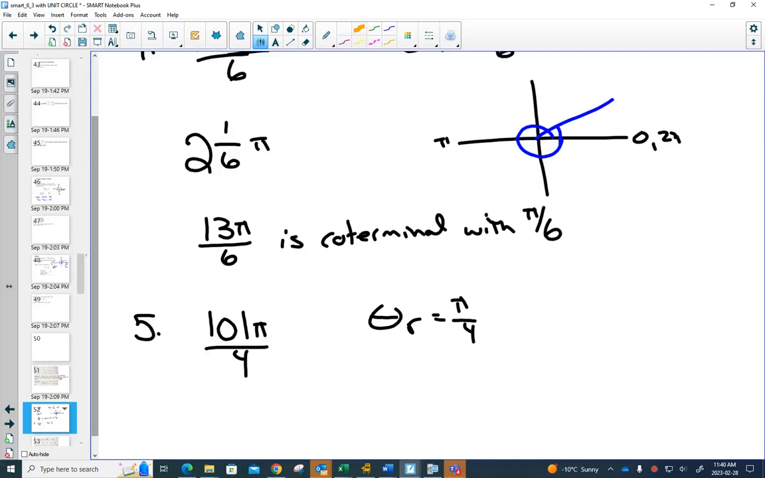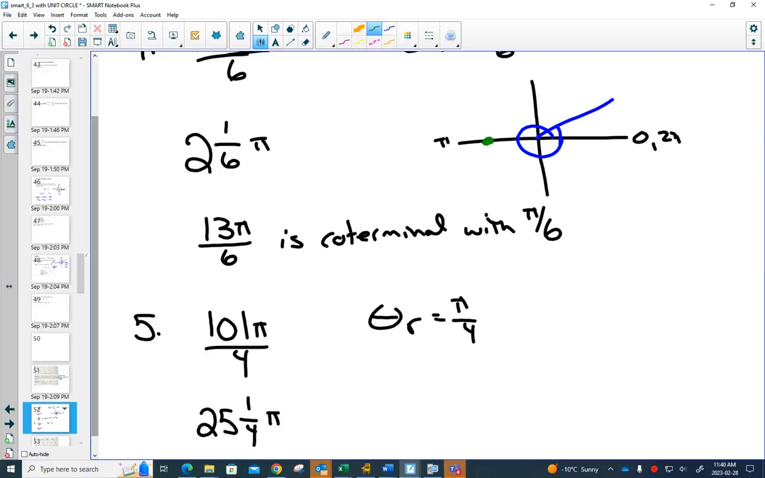How many 4s go into 101? Well, 25 of them would make 100, so you would have 25 and 1/4. 25 is an odd number. So you're going to be on your negative x-axis after going 25. At this point, you probably don't want to draw out 1, 2, 3, 4, 5, 6, 7 circles over and over and over again. An odd number tells you it's here.